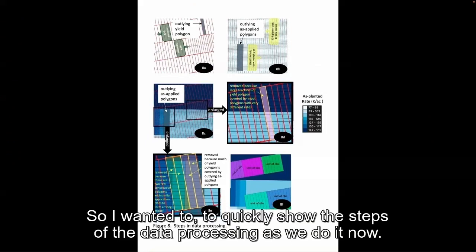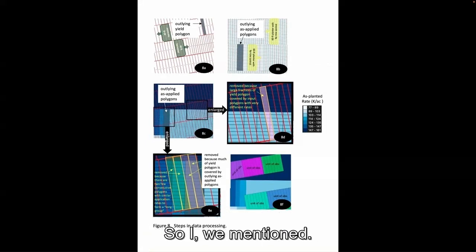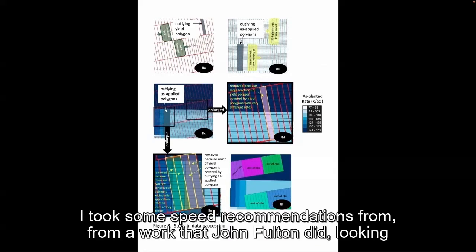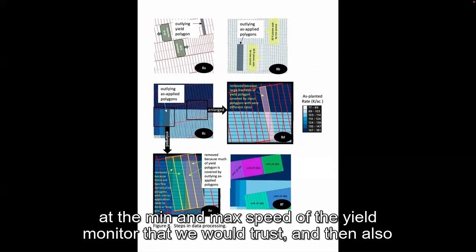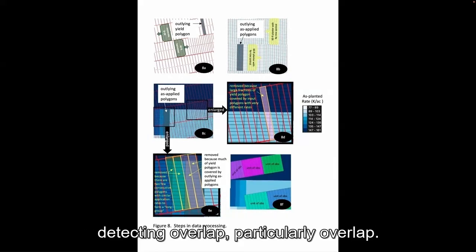So I wanted to quickly show the steps of the data processing as we do it now. So we mentioned, okay, we're using speed. I took some speed recommendations from a work that John Fulton did, looking at the min and max speed of the yield monitor that we would trust. And then also detecting overlap, particularly overlap.